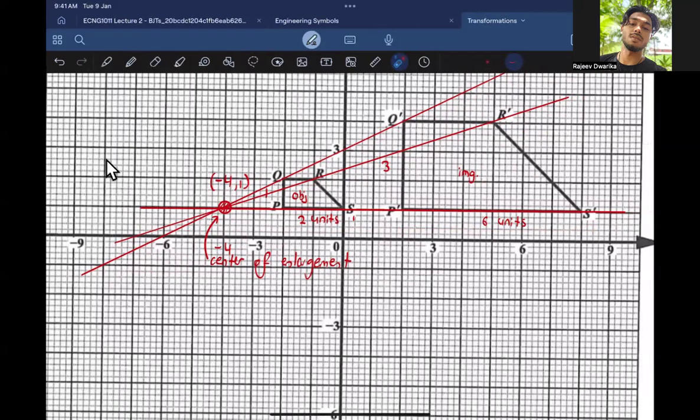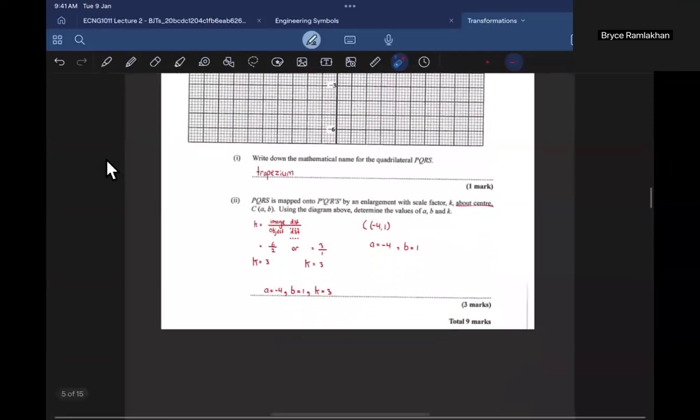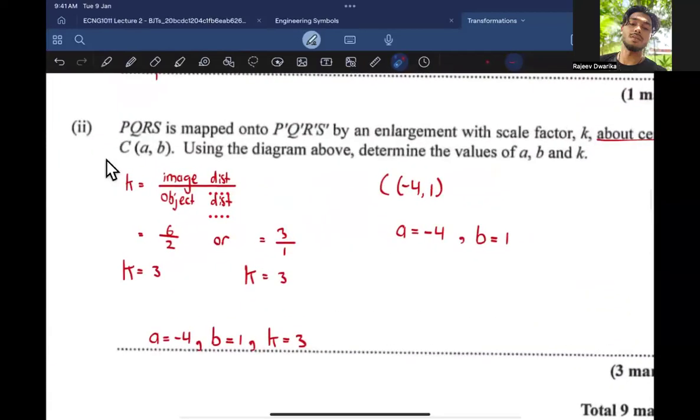Next, to find the center of enlargement, you connect corresponding points. So I'm going to connect Q to Q prime, R to R prime, S to S prime, and they will intersect here. Wherever your lines intersect, that's the center of enlargement. So K is 3, the center is minus 4, 1.